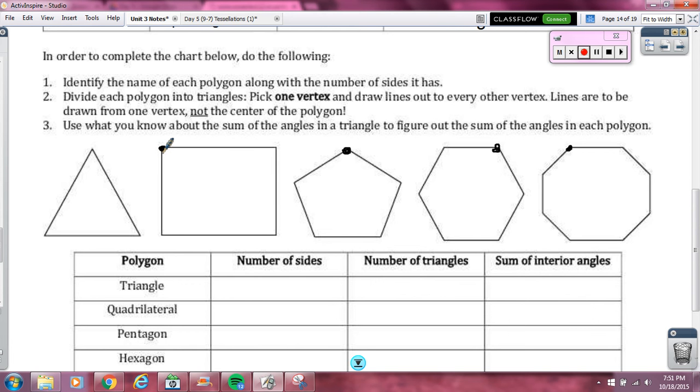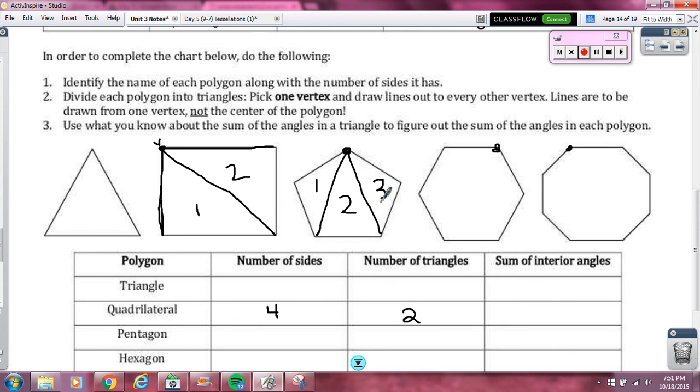So for this first shape, if I were to draw a line from the chosen vertex to the other vertices, I've got this line, which is just a side of the polygon, this line, which is just a side of the polygon, and the one that goes across. So what we're noticing is the quadrilateral has 4 sides, but it could be divided up into 2 triangles. Pentagon, if I were to pick this vertex, I could divide it up into 1, 2, 3 triangles. So the pentagon has 5 sides, whoa, and I've made 3 triangles.